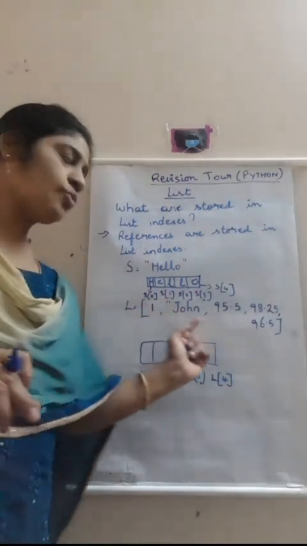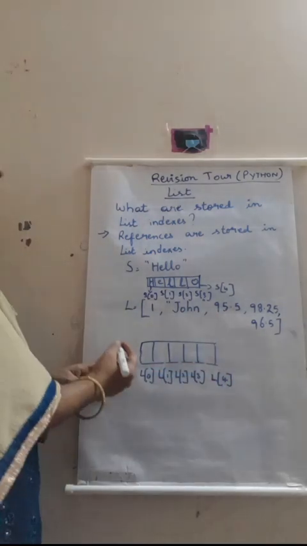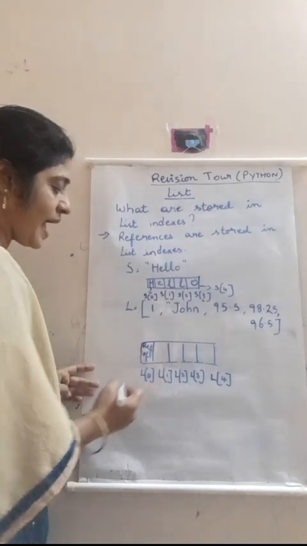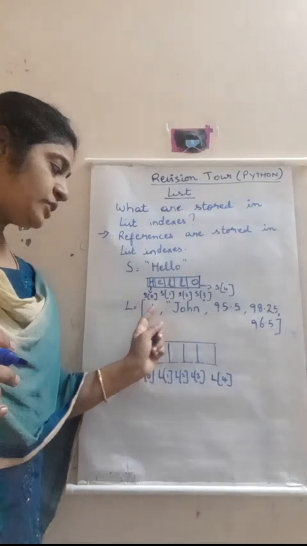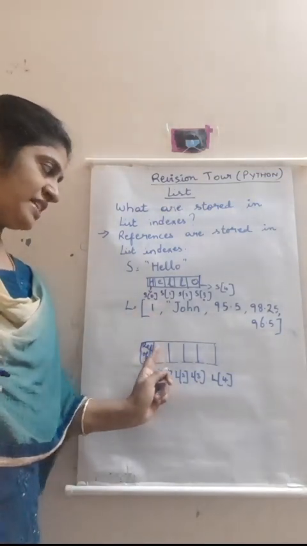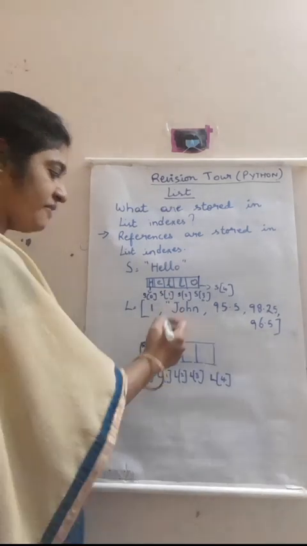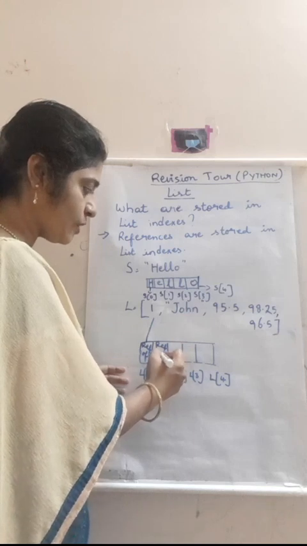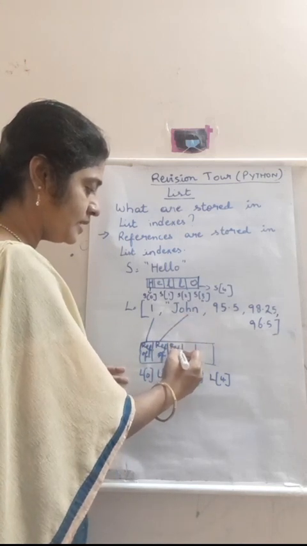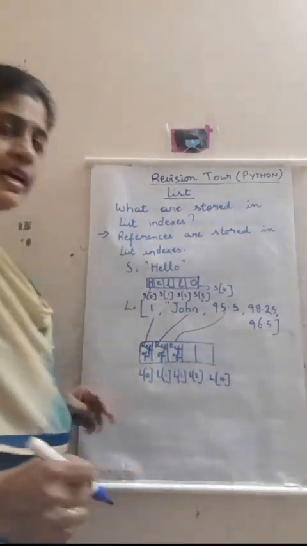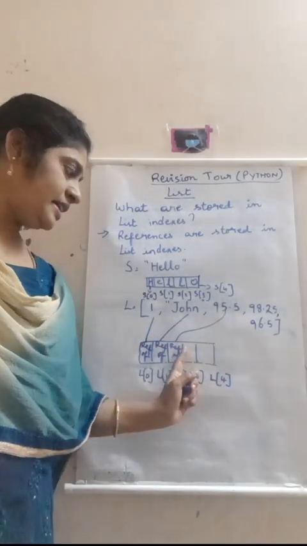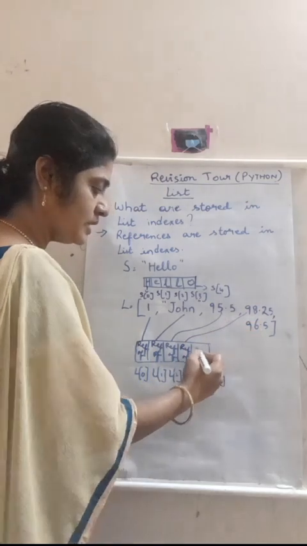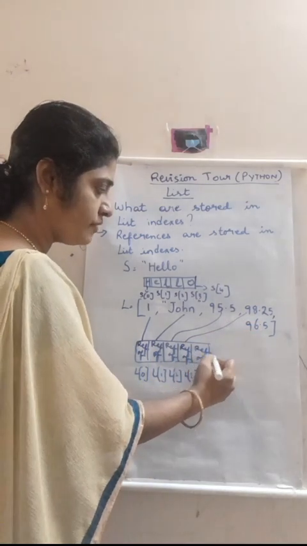The values won't get stored here. What will get stored is the reference. In L of 0, the reference of 1 will get stored. And here also the reference of John will get stored. And here the reference of the marks. And here again it is the reference of the next value. And here it is the reference of this.